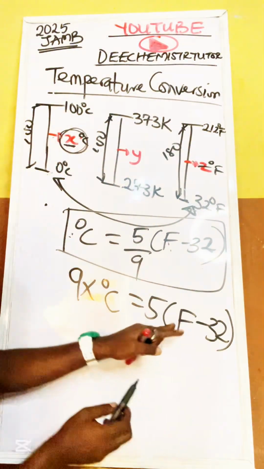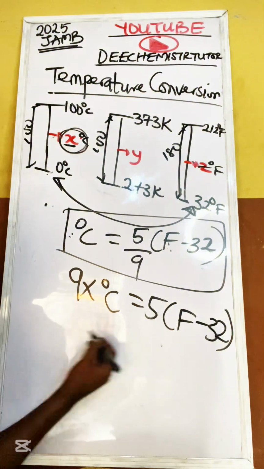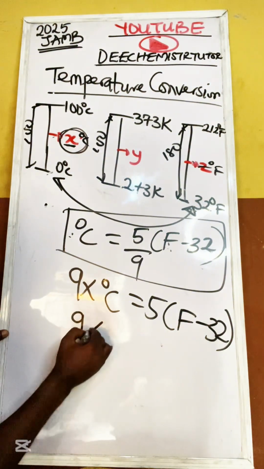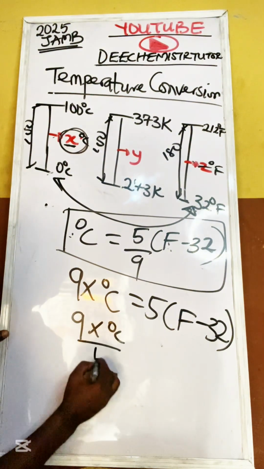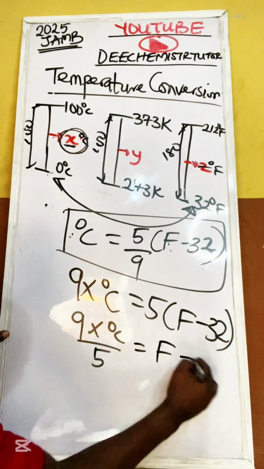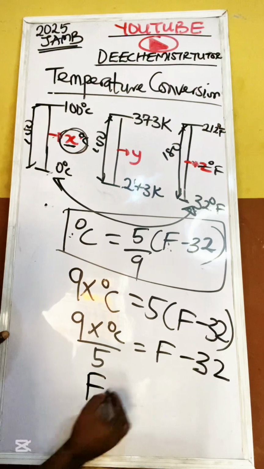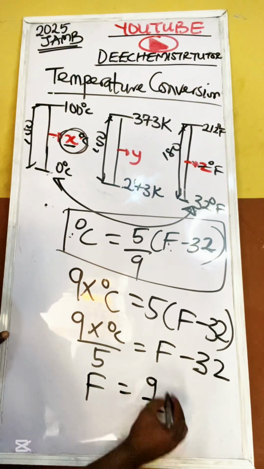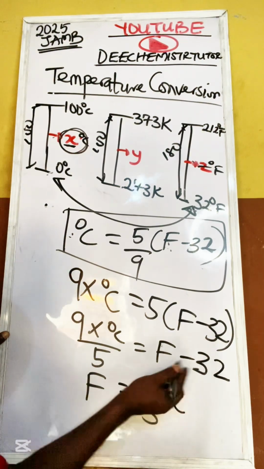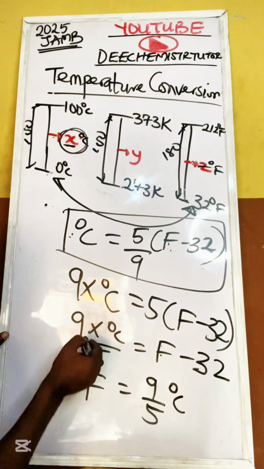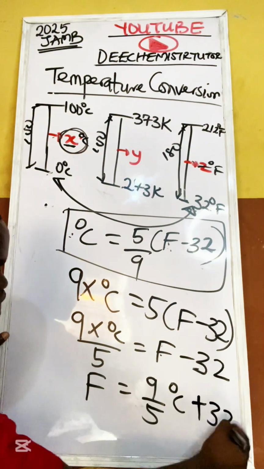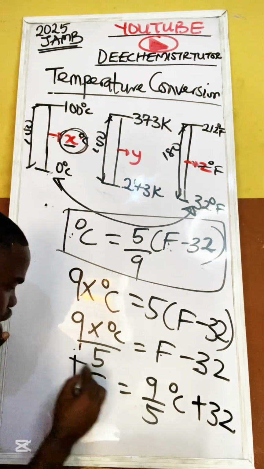Now, look at it. That means I can say divide both sides by 5. So that means 9 times degree Celsius divided by 5 equals to what? F minus 32. Abi? Now I need F. So F equals to what? 9 over 5 degrees Celsius. Now, I need F to stand alone. So this one will come here. Plus 32. That is it.